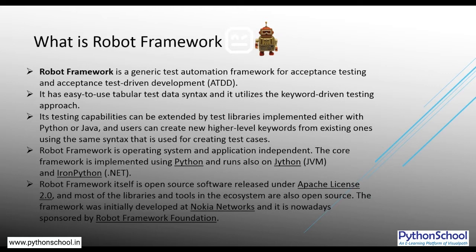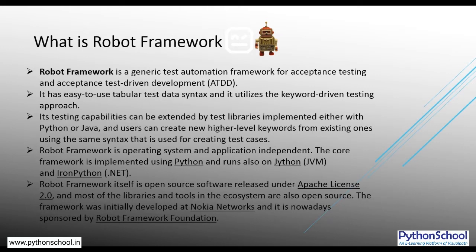Robo framework is basically a framework that is independent of operating system as well as application. The core framework is implemented using Python, and it also runs on JVM and .NET, that is Jython and Iron Python. Robo framework itself is open source software released under Apache license 2.0, and most of its libraries and tools are also available as open source. The framework was initially developed by Nokia Networks, but nowadays it is sponsored by Robo Framework Foundation.